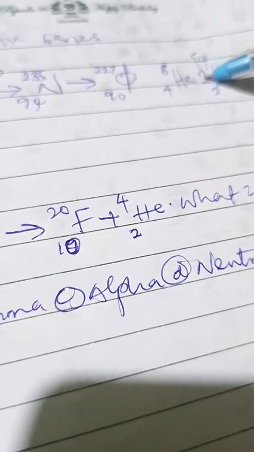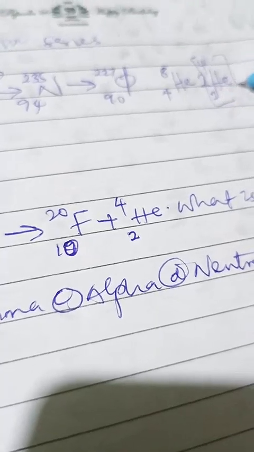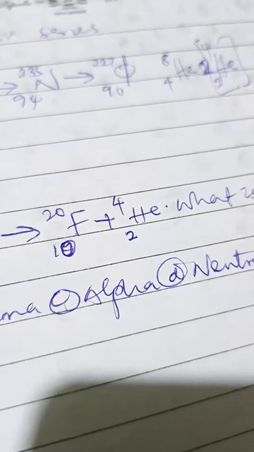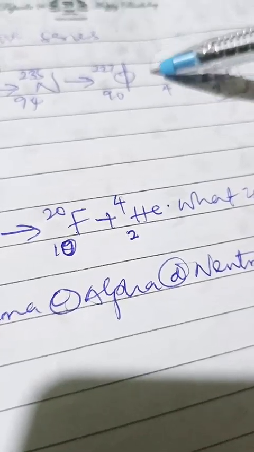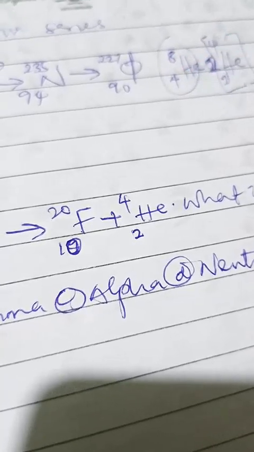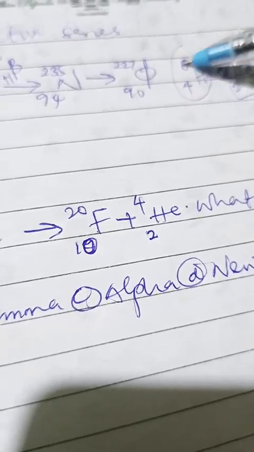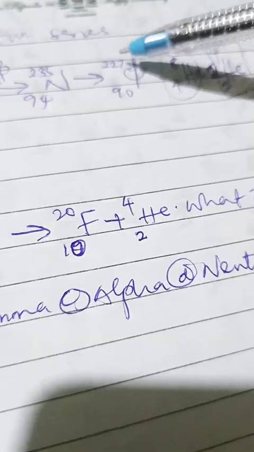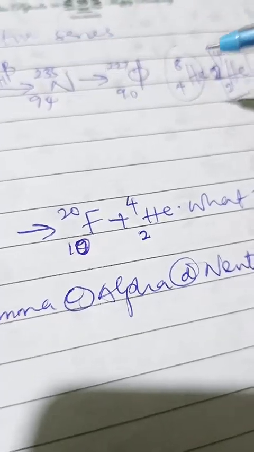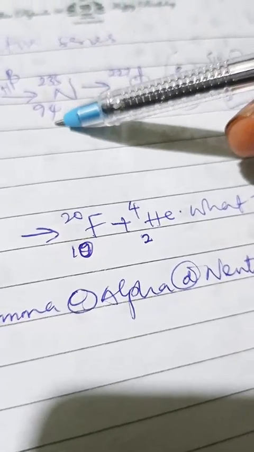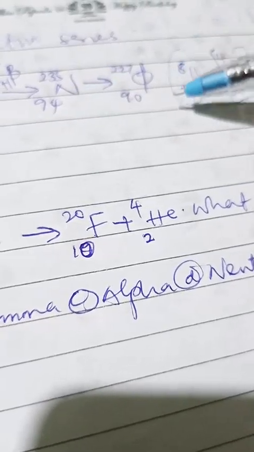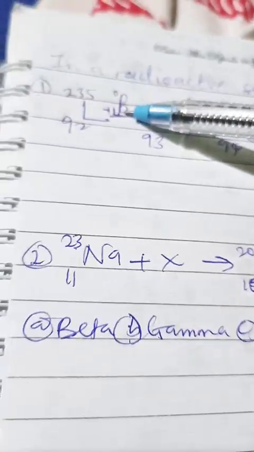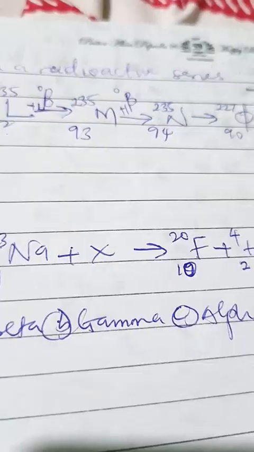Okay, let me have some brackets here. So 2 pieces of helium particles, or 2 molecules. All right, it will give me this. So 2 times 4 is 8, 2 times 2 is 4. If I add 8 to 227, I will have 235. If I add 4 to 90, that's 94. So that means the last one here is 2 alpha particles. So it's beta here, then 2 alpha.